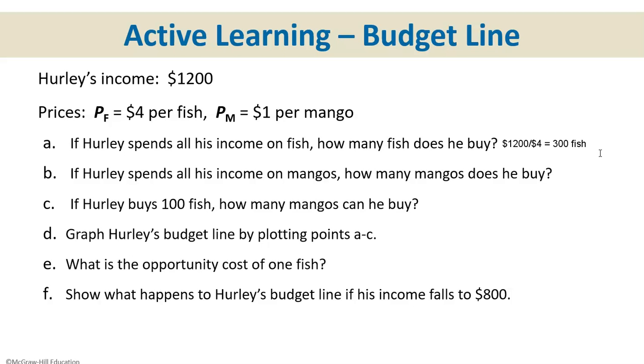Okay, now we're going to do the next part. If he spends all his income on mangoes, how many mangoes can he buy? Well, it's the same process. So income, $1,200, divided by the price of mangoes, which is $1. That's easy math. 1,200 mangoes.